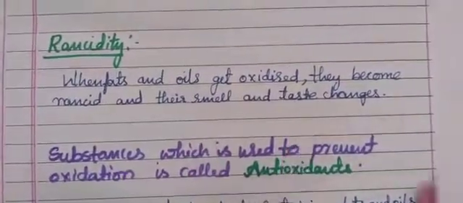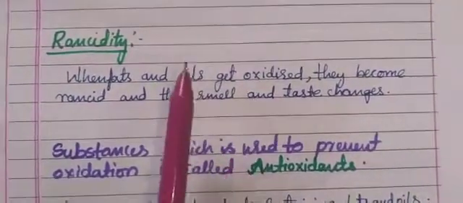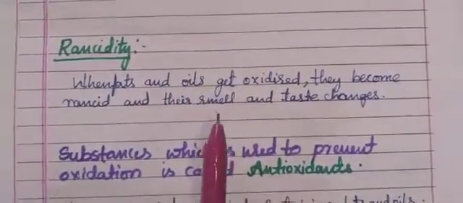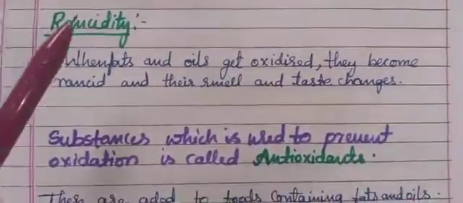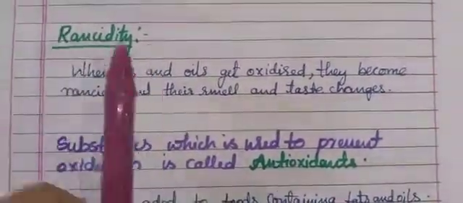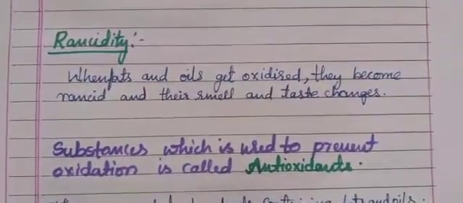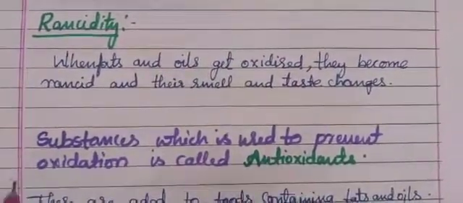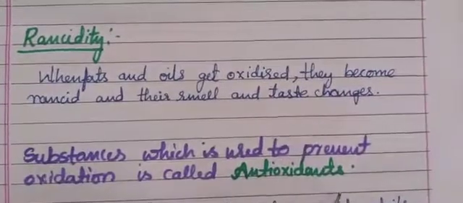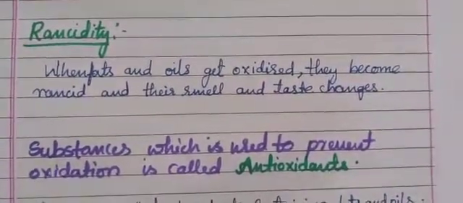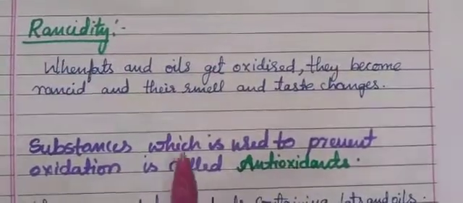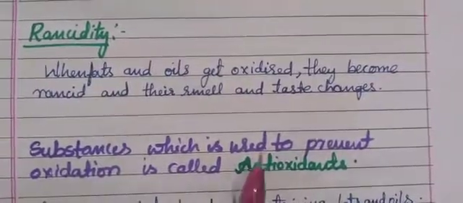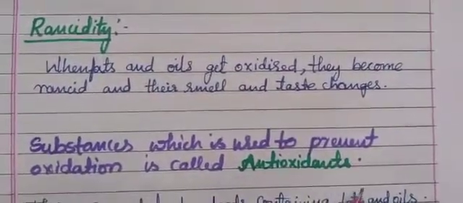Why do the smell and the taste change? That is because of oxidation of oils and fats. When oils and fats react with oxygen, the smell and the taste change. That we call rancidity. And how can we prevent this rancidity? Substances which are used to prevent oxidation, we call antioxidants. Antioxidants are the opposite of oxidants. Substances which prevent oxidation are antioxidants.